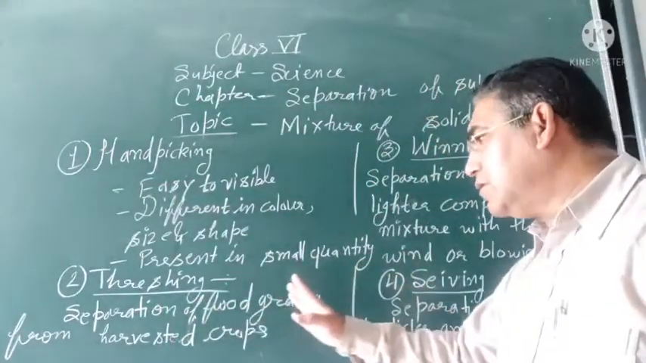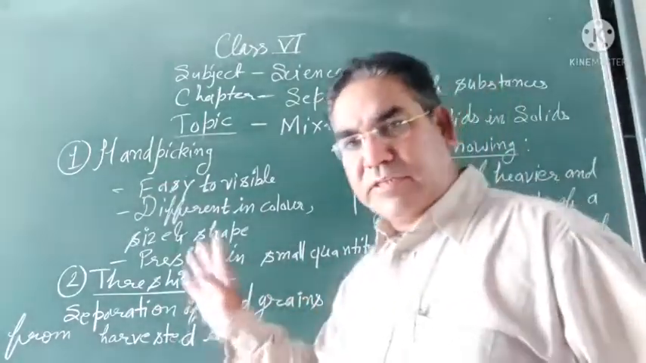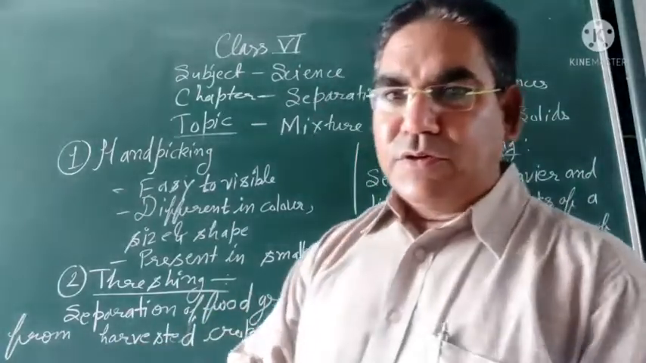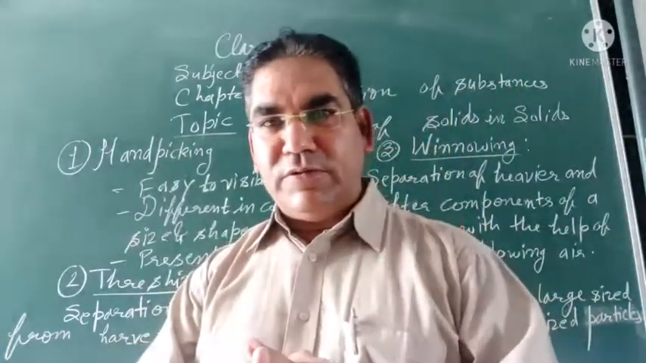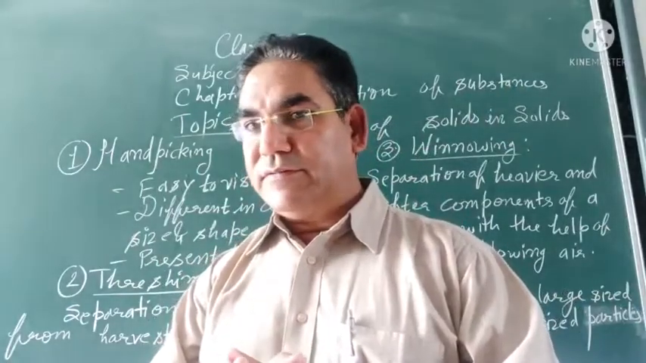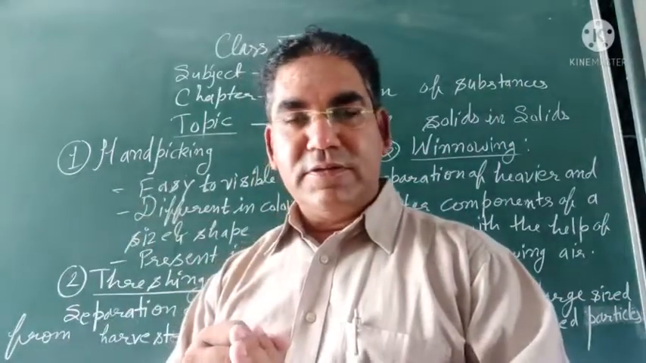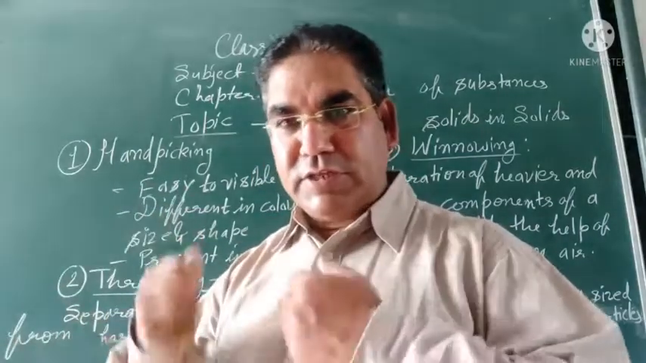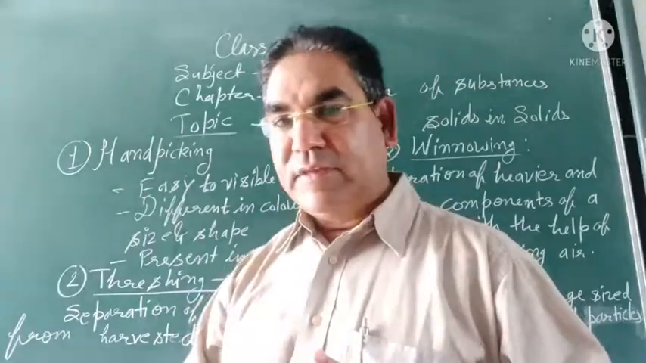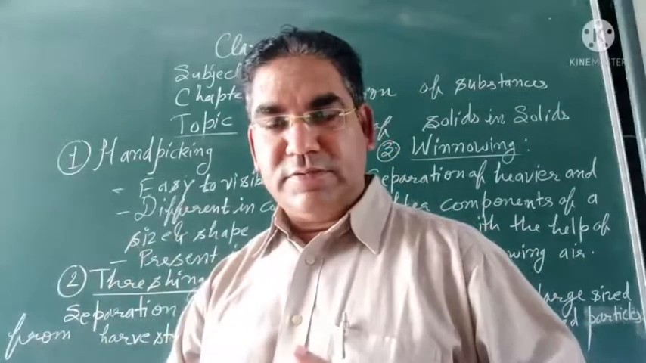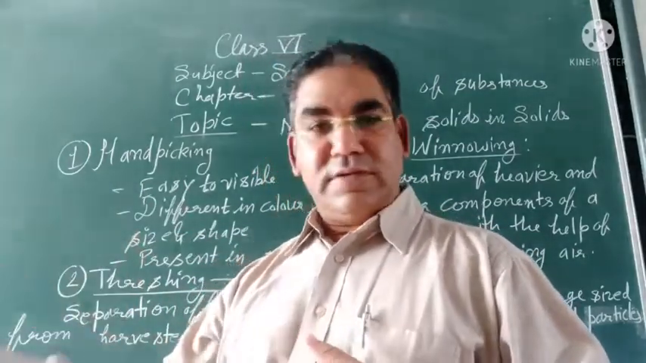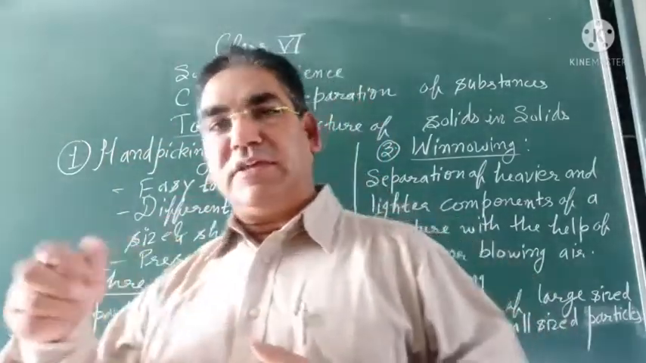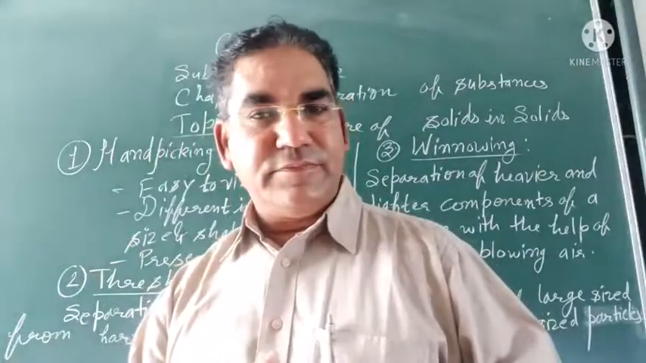Now, second method is the threshing. What do you mean by threshing? Do you know how agriculture is performed? Agriculture is done by the farmers. They prepare the soil, loosening the soil, that is known as plowing, sowing the seeds, then watering them. Watering is known as irrigation.